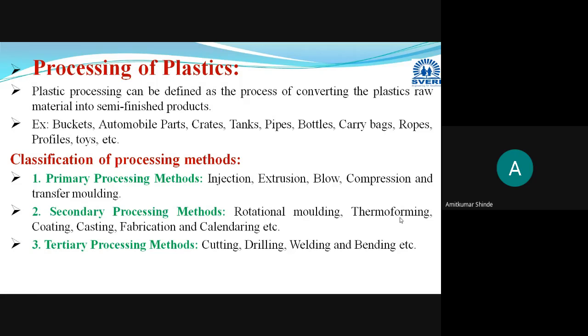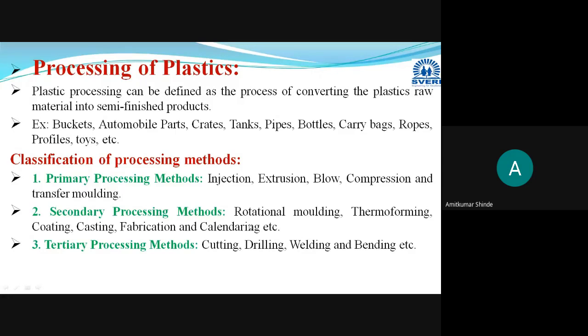Then coating, casting, fabrication, calendaring. These are the secondary processing methods. These are used for some specific applications only, or specific products only. That's why these come under the secondary processing methods.